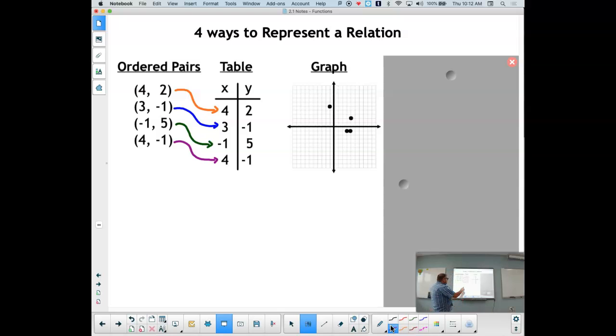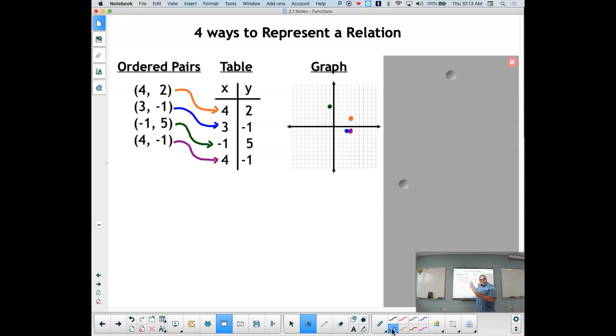Okay? Color code them again, Linz. So 4, 2 is this one. 3, -1 was blue. That's this one. -1, 5 was green. That's this one. And 4, -1 was purple. That's that. So we can just straight up graph those points.